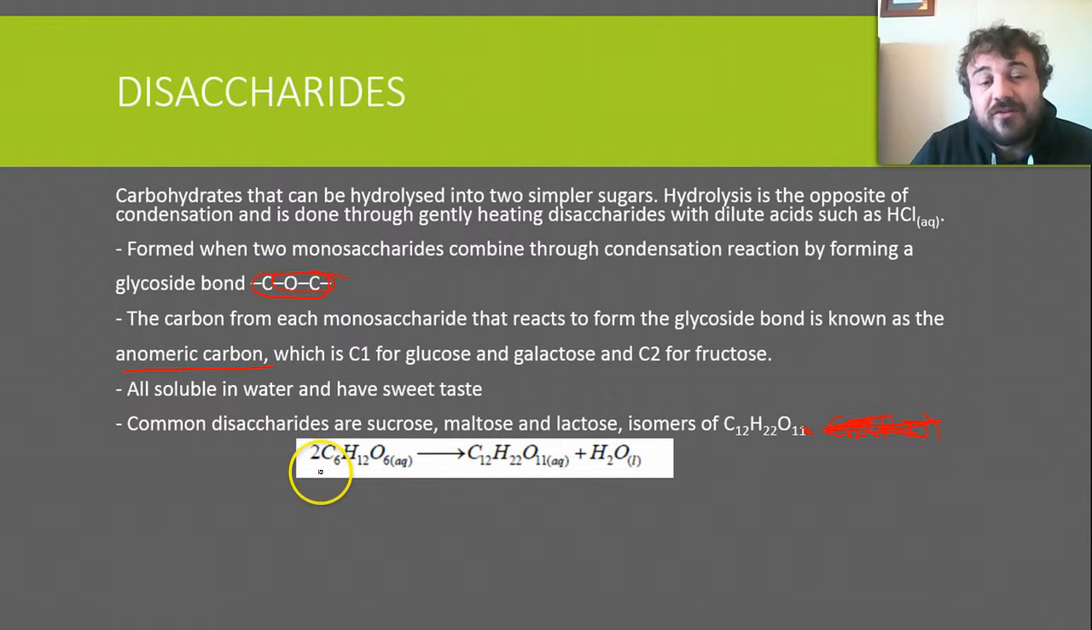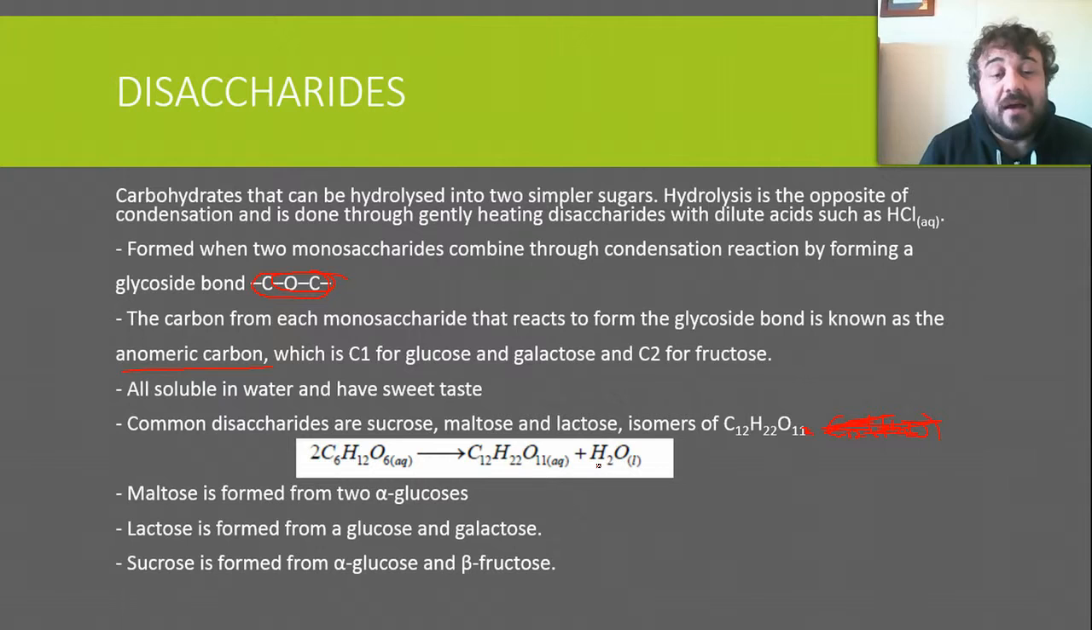So here we've got two glucoses, or it could be any of them really, joined together. So two monosaccharides joined together to form this disaccharide plus water, because it's a condensation reaction. So maltose is formed with two alpha glucoses. Lactose is formed with a glucose and a galactose. And sucrose is formed with an alpha glucose and a beta fructose.